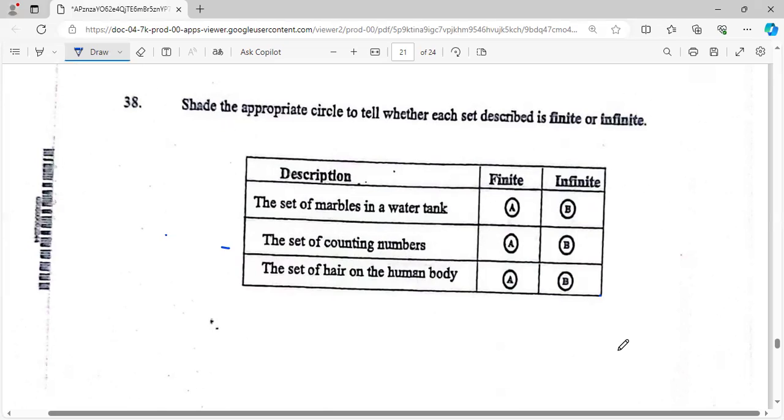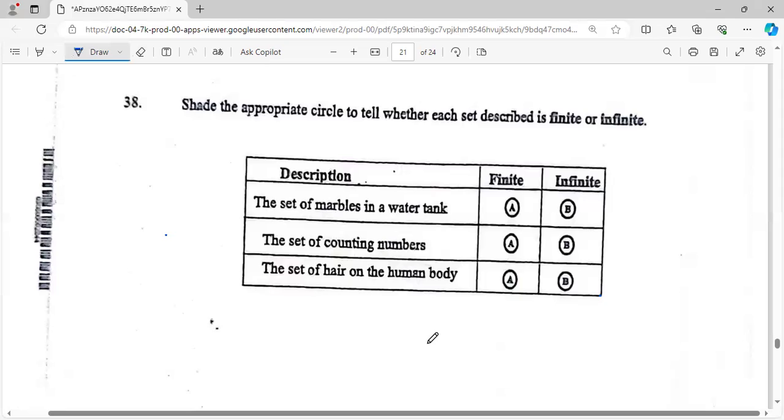All right, this one says, shade the appropriate circle to tell whether each set described is finite or infinite. Who wants to take on that one? Can I do it? Me, sir, Faith. All right, the person with the first point, guys. Some persons are dominant, so I want to give it to somebody who doesn't normally volunteer, but volunteers now. So yeah, what's your name? My name is Kaylee. Oh, Kaylee. All right, Kaylee, you go ahead.